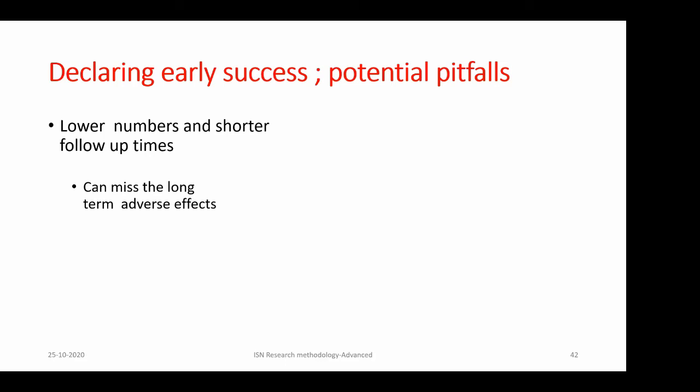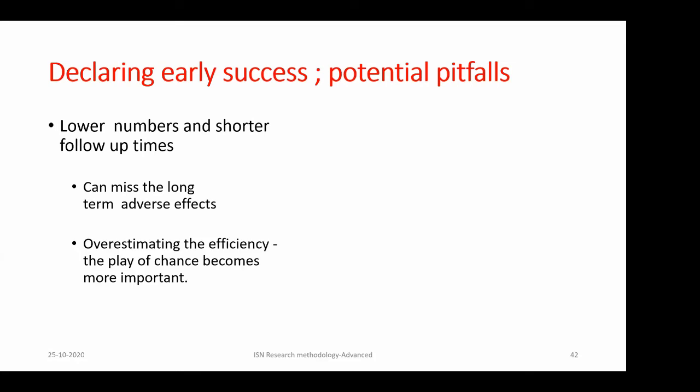So in interim analysis, again the numbers will be low and the follow-up times will be shorter. And sometimes you can miss the long-term adverse effect. For example, the initial stent trials. After putting a stent, at 6 months the patients will be very well, they will not have any angina and most of them will be doing well and going back to their normal lives. The problem is, if the stent trials are terminated at say 6 months or 1 year, nobody will know about the long-term adverse effect, that is the in-stent restenosis.